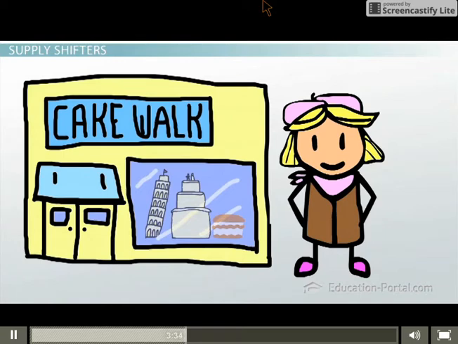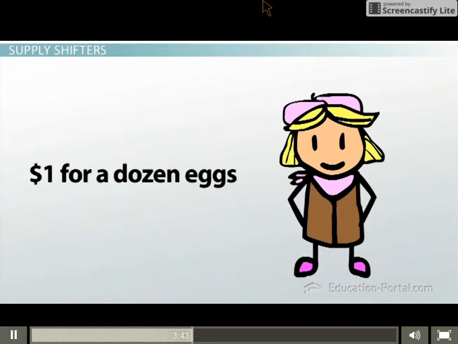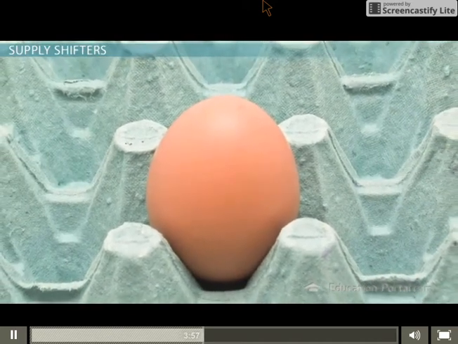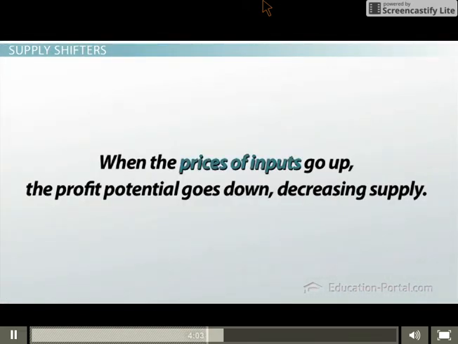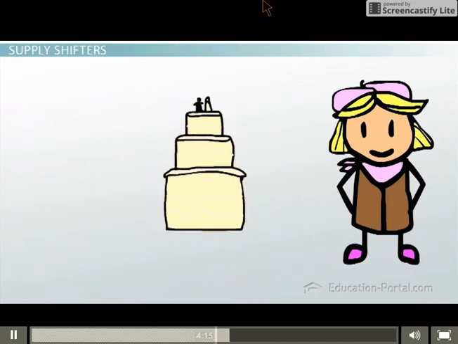When the price of inputs change, this generally leads to a change in supply. Last year, Mandy's Cakewalk paid $1 for a dozen eggs, which is one of the most expensive ingredients in a cake. However, this year the price of eggs rose to $2 per dozen, a 100% increase. Since eggs are an input to the cake production process, the price of that input really matters. When the prices of inputs go up, the profit potential goes down, decreasing supply. Assuming all other things are equal, Mandy will want to produce fewer cakes when the profit potential goes down.